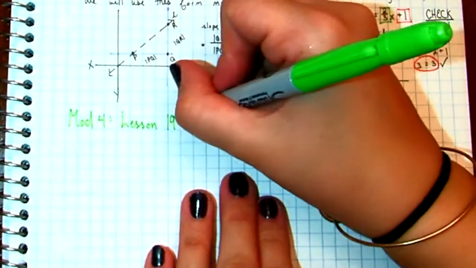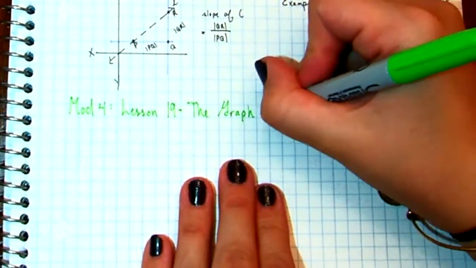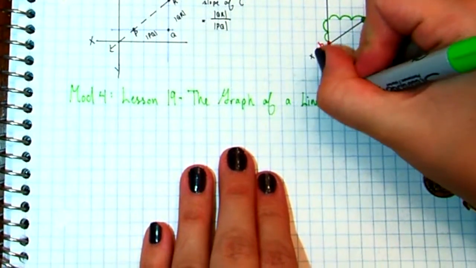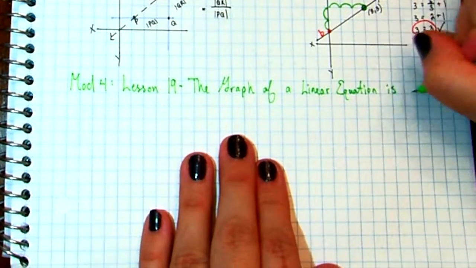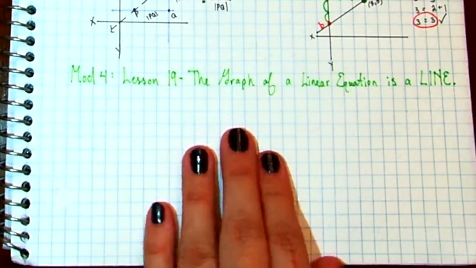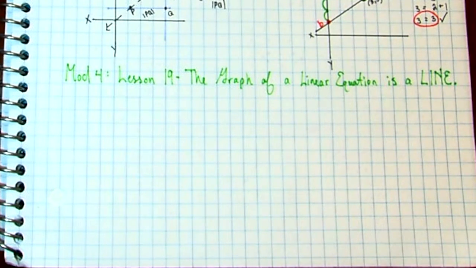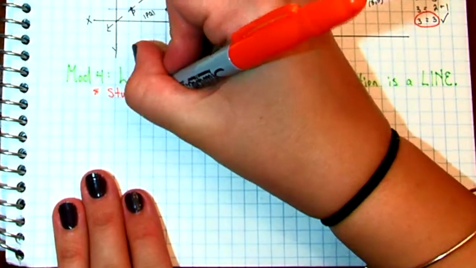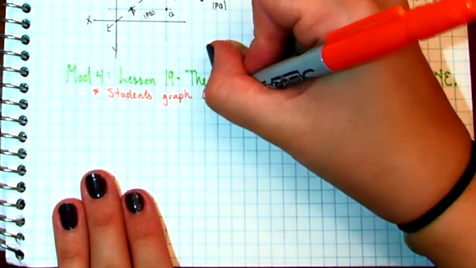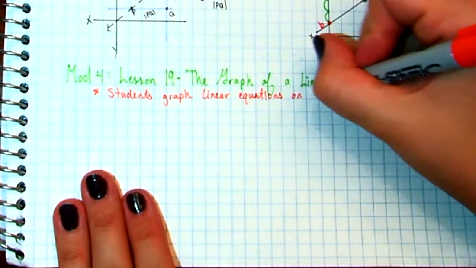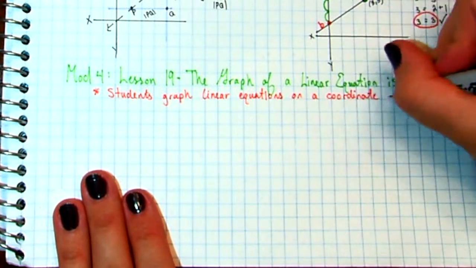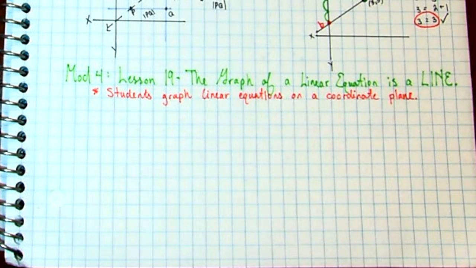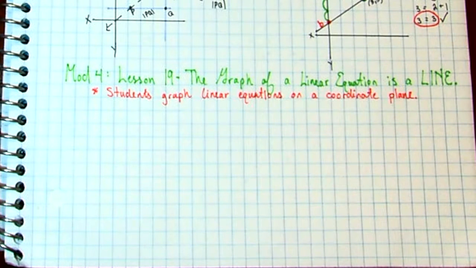Moving on to Module 4, Lesson 19, we're talking about the graph of a linear equation is a line. And in this lesson, we want to have our goal be that students graph linear equations on a coordinate plane. So we're going to do something similar as we did with our last example. But this time we're just going to choose some random values for x and solve for y.